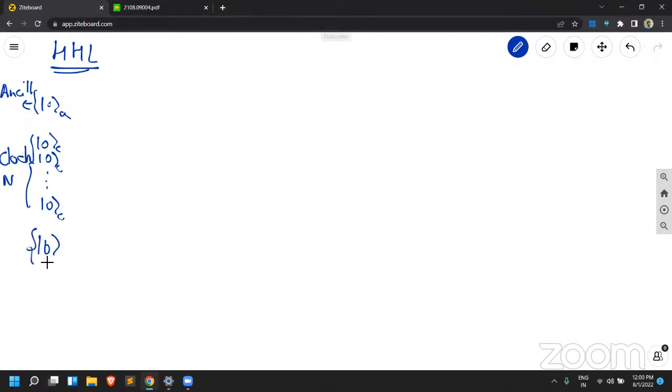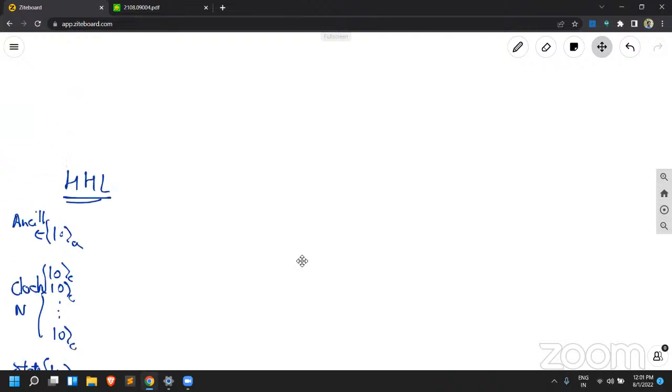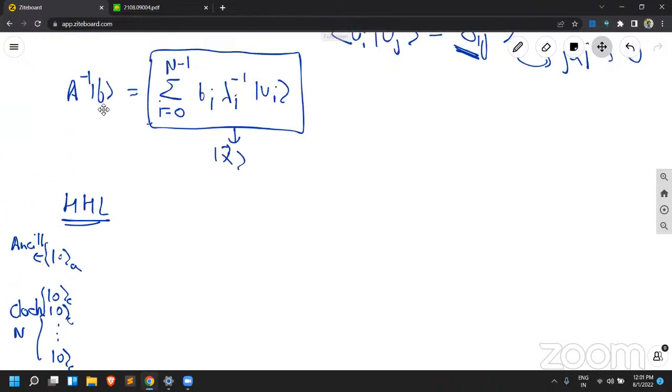Right? This state can be obtained by using some state preparation method like amplitude encoding or basis encoding, or there are many methods. So this is the state register that we have. And this is nothing but our B that we want, this part, which we want to evolve to reach over here.